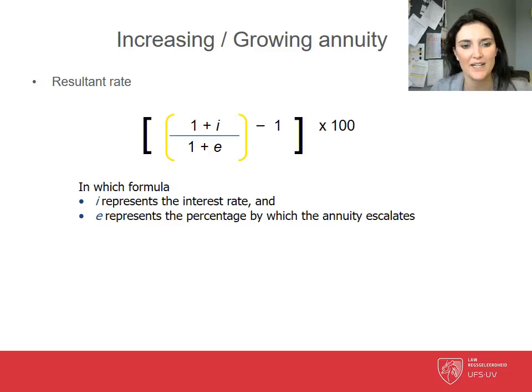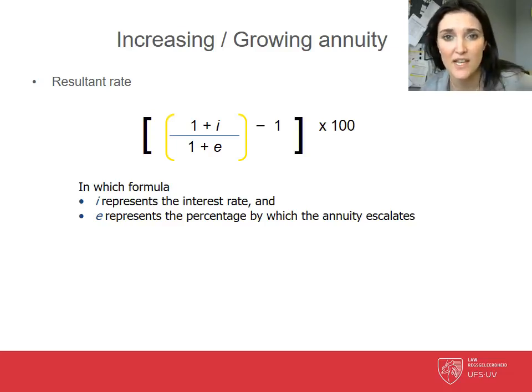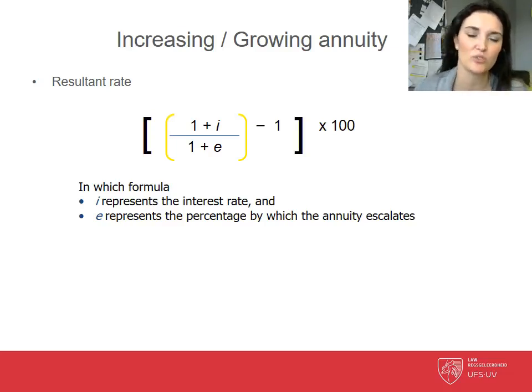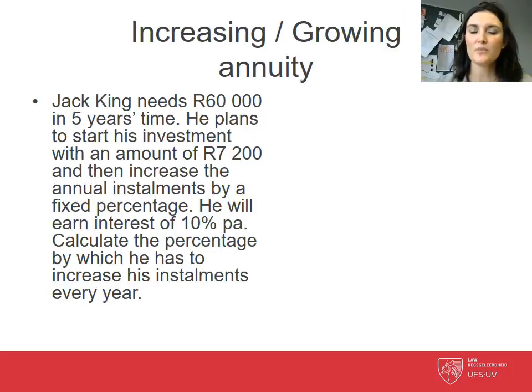And you can see it's 1 plus i for the normal interest rate, divided by 1 plus e, which is your escalation rate. And you take that calculation and you minus 1 and multiply it by 100 in order to get the percentage. Okay, so when you calculate a normal increasing or growing annuity, it's easy because you just calculate your resultant rate. The problem comes in when you have to look at an example like this, where you start with where you want to go, your future goal, what you are starting with, and then it gives you the interest that you earn, but it doesn't give you the escalation rate.